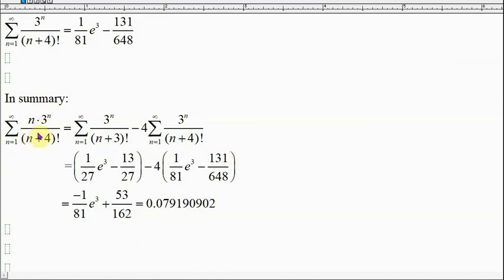And then we rewrote it as the sum of two summations right here. And then earlier we found that the value for this summation is 1 over 27 e to the third minus 13 over 27. And then we just found that the value for this summation right here is this. And then simplify everything. We'll end up with negative 1 over 81 e to the third plus 53 over 162, which is approximately 0.07919. And that's the end of the video.